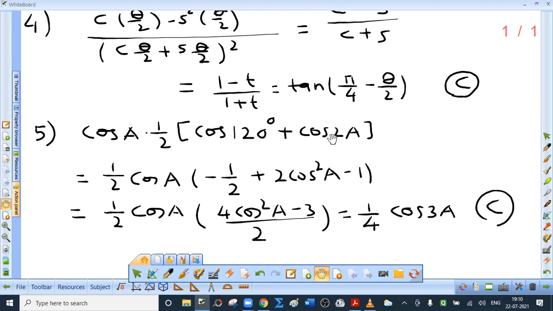Why? Cos 120 degree is cos of (180 minus 60), which is minus cos 60, and that is why minus half. What is cos 2A? 2 cos square A minus 1. Within the bracket LCM is 2. So 4 cos square A minus 3. Half into half, 1 by 4. Now bring cos A inside the bracket. 4 cos cube A minus 3 cos A is the formula for cos 3A. So the correct option is C.